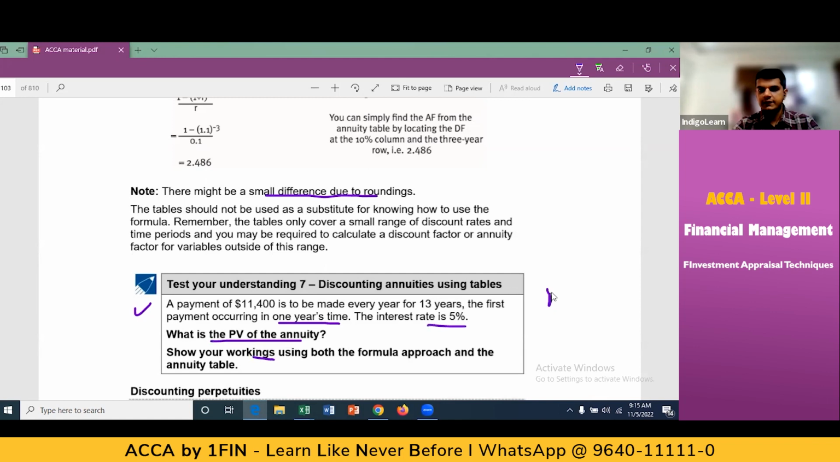So here if I sum up, it is 13, making it a bit easy, 5%, and the amount is 11,400. Just try it once. We'll just solve it after 2 minutes.